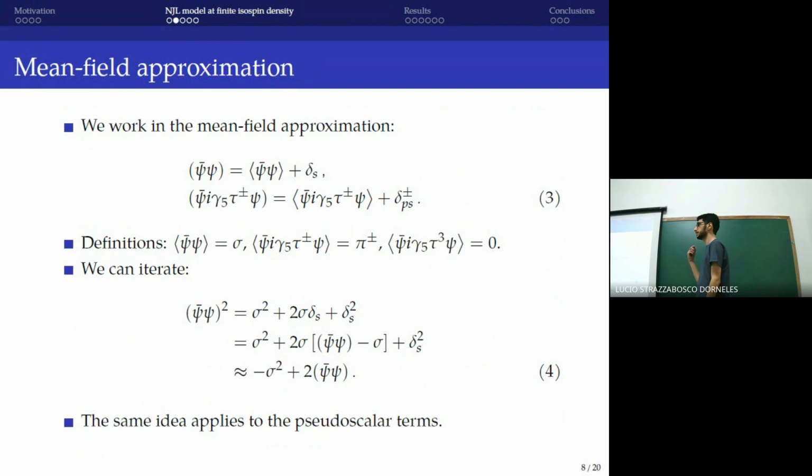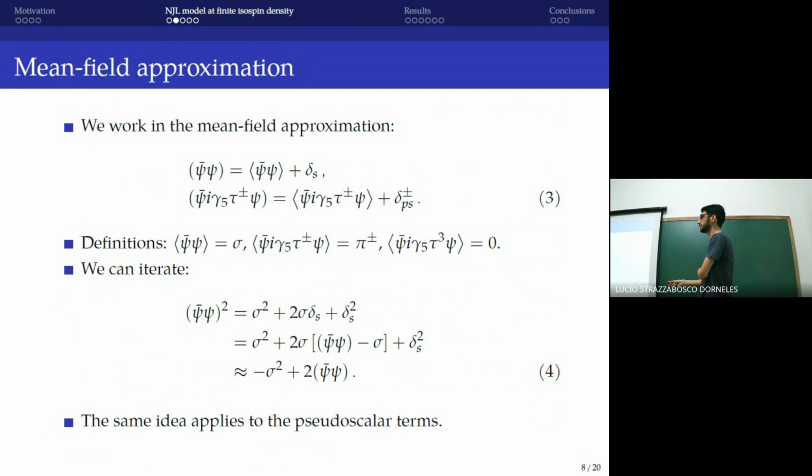So we work in a mean field approximation. What we do is we replace an interaction of two fields by an average and fluctuations. We do the same for the pseudo-scalar interaction, average and fluctuations. We can define some notation: sigma, the π plus and minus condensates, and this is the neutral pion condensate, which is 0 in this case.